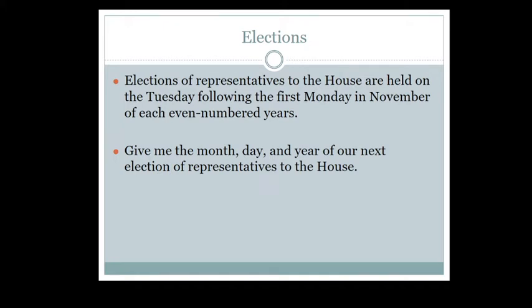Elections of representatives in the House are held every Tuesday following the first Monday in November of each even-numbered year. That makes sense, right? The national branch of government gets to set that up, not the states. So if you give the month, day, and year of our next election of the representatives of the House, right? It won't be this year. This is 2021, so it'll be next year, 2022, in November. That first Tuesday after the first Monday. Okay.